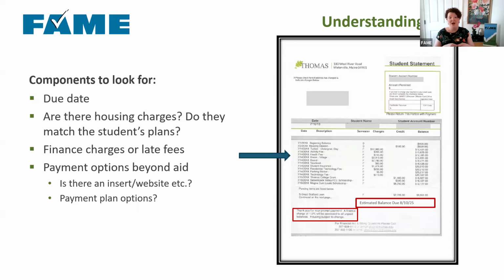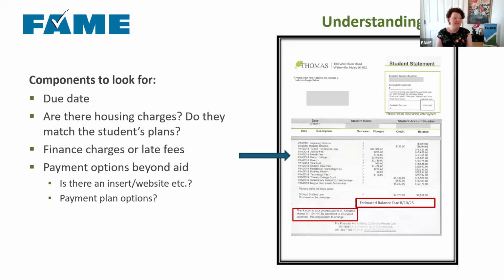And then, are there payment options beyond aid? So is there an insert that talks about ways that students pay for that particular college besides financial aid? Do they link to a website? Do they offer you a website where there's some additional information? And then another one we'll talk about in a minute is they might talk to you about their payment plan options. So payment plans are a fantastic tool for students and families that don't have a big lump sum of money up front, but it allows them to pay over time, and they can set up those arrangements prior to that estimated balance due date, right? So before it's due, they want to make those arrangements with the college.